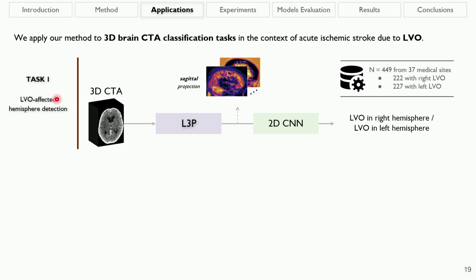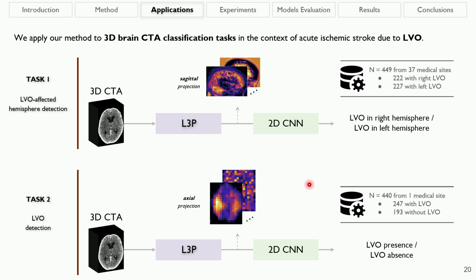So task 1, as said, is the detection of the LVO-affected hemisphere into right or left. L3P in this case produces a multiple number of sagittal projections. And the data used in this case consists of CTAs acquired from 37 different medical sites with different image qualities and acquisition protocols. As a second task, we also tested the approach for LVO detection, also as a binary classification, presence versus absence of LVO. In this case, we chose the coronal view for projections, since it's the most common view utilized in the stroke context for visualization purposes. In this case, all the data comes from only one medical site.